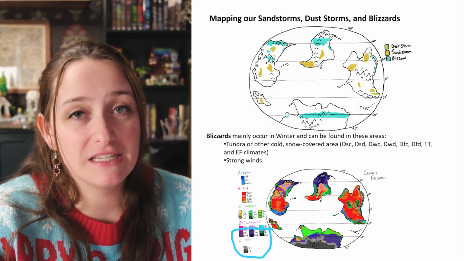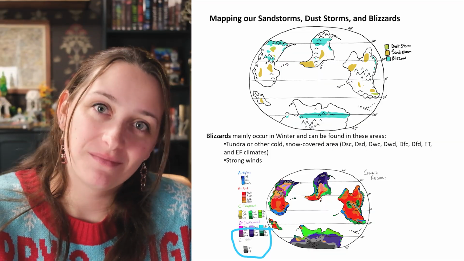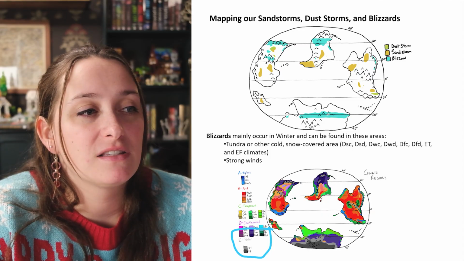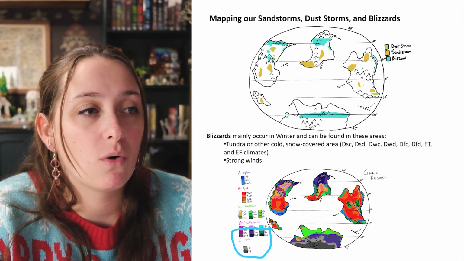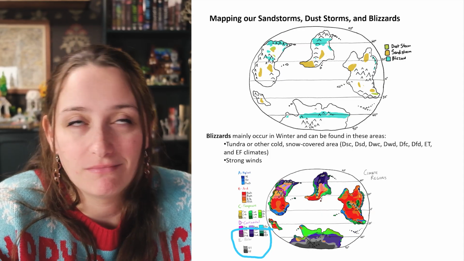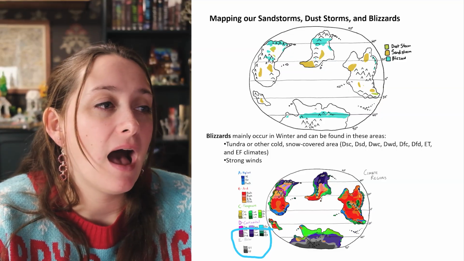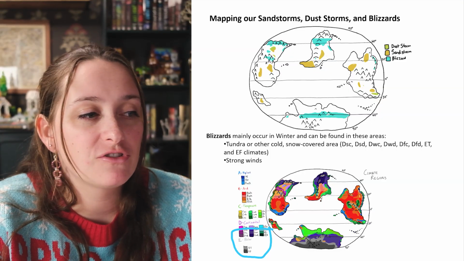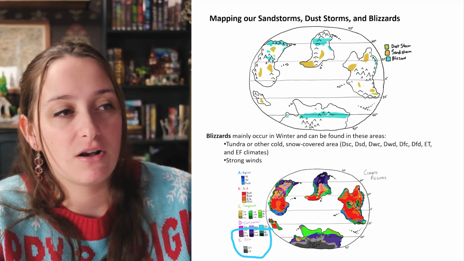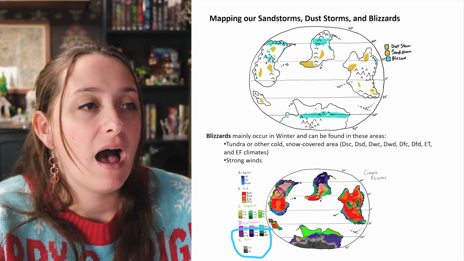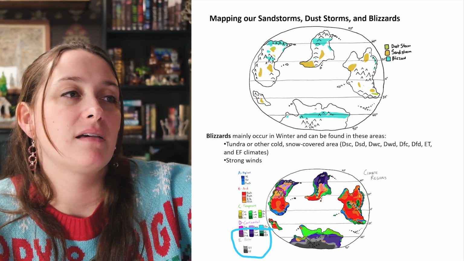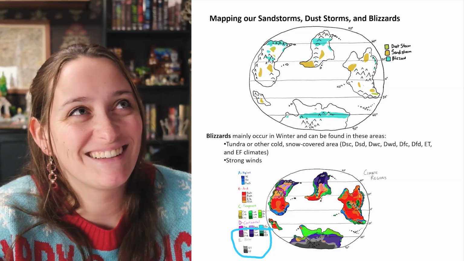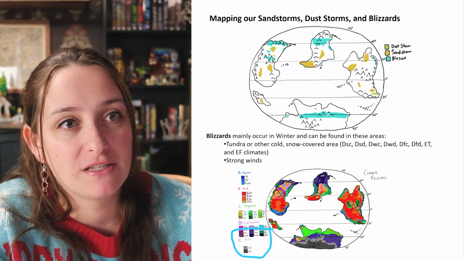So then blizzards are mainly going to occur in winter, surprise, surprise, and can be found basically in areas with tundra or other cold snow-covered areas because you need lots of snow for blizzards, and then strong winds. So I've sort of circled the climate region section that would be cold enough for this, and I also have them listed out here. But you can see on the map, I colored them this light blue color because it's an icy cold blue. But anywhere with a big risk for blizzards.